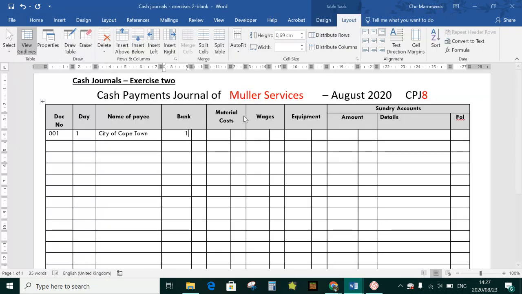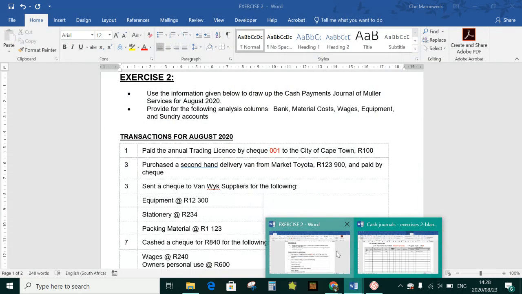So 100 Rand goes under bank. None of these headings say trading license, so we go to our sundry column. We enter the value, 100 Rand, and it's for our trading license. We then go to the very next transaction. Automatically, after 1 comes 2, so our very next check number would be 002. Have a look for the day.